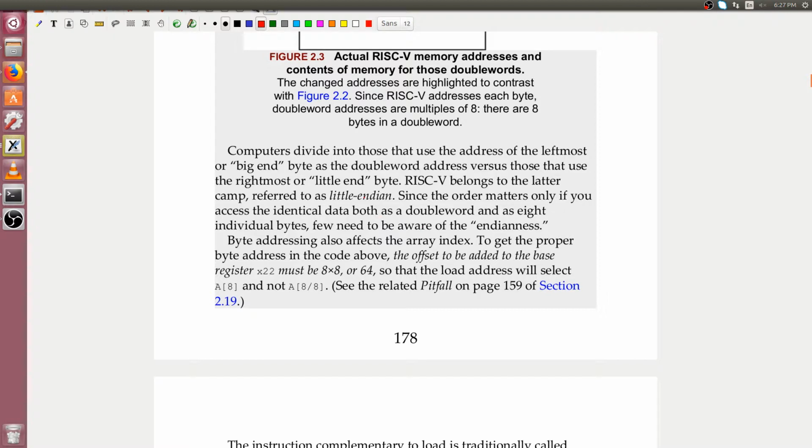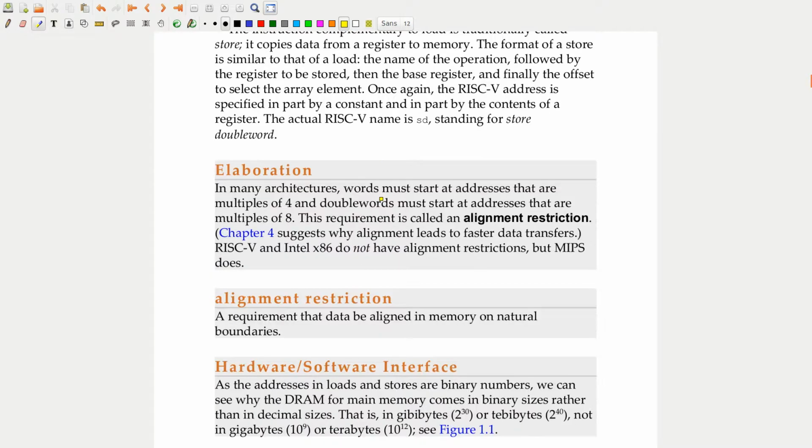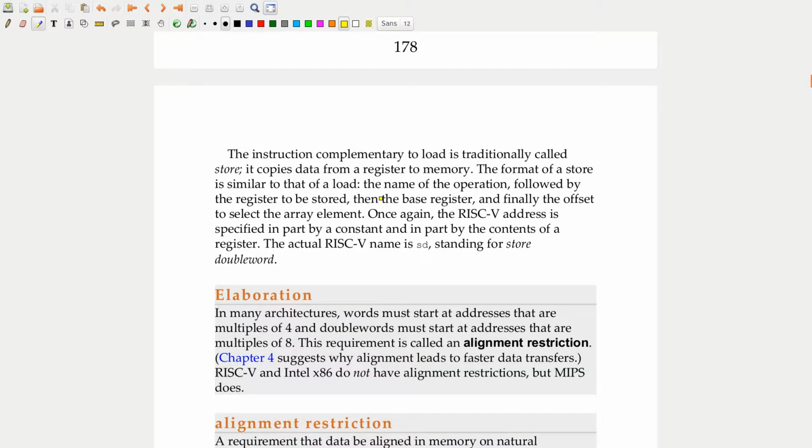Okay. So let's get that highlighter tool back. Oh, sorry. Most are Little Endian, rather. I misspoke. Since the order matters only if you access the identical data, but okay, this is boring. So this is just talking about alignment. All that has to deal with is alignment.